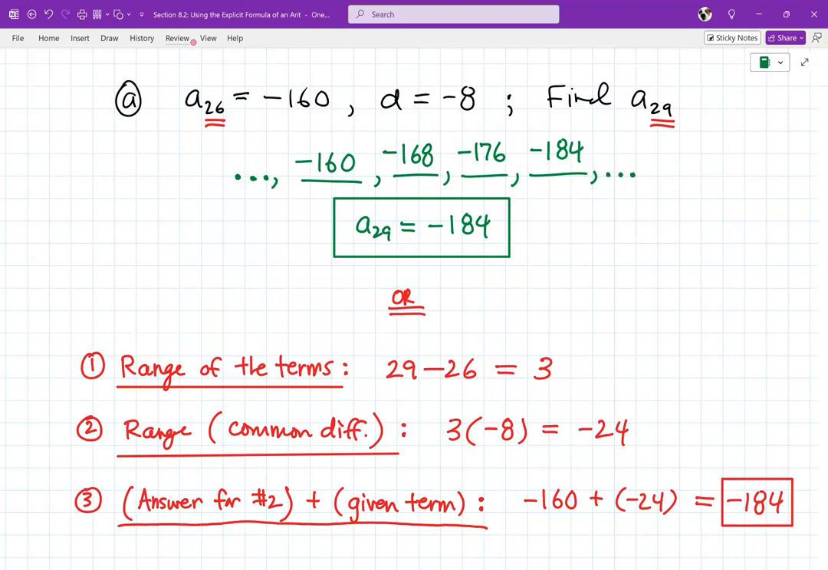So 3 steps: find the range in terms, so that's just a subtraction. Multiply that range times your common difference, that should be pretty easy. And then get the number they gave us, so the negative 160 in our case, add whatever you got for step 2. Okay? So negative 24, negative 184 is my answer. Notice it's the same value that we got before. Okay, so we're going to do this one more time, and then we're done.